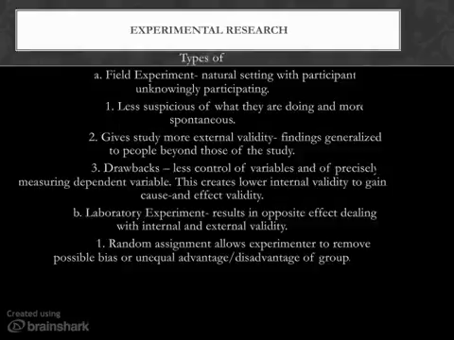One of the ways to get around a lot of the confounding variables and other problems when it comes to experiments is using random assignment. This allows the experimenter to remove the possibility of bias or unequal advantage of one group over the other, and that can help eliminate some of those discrepancies that I talked about earlier.